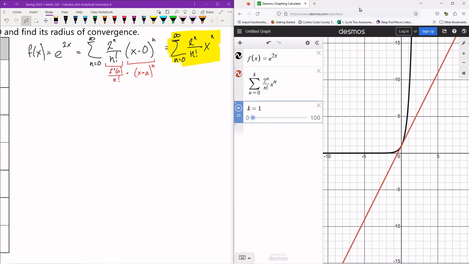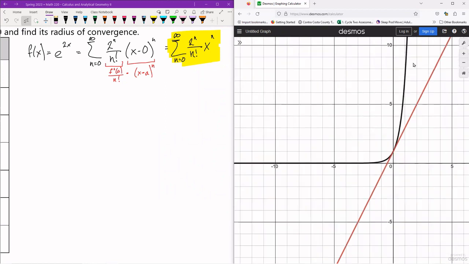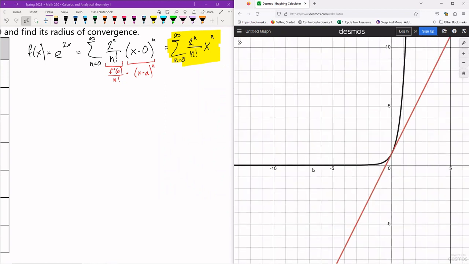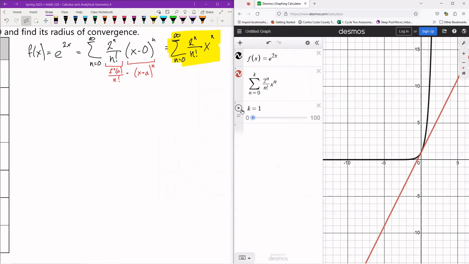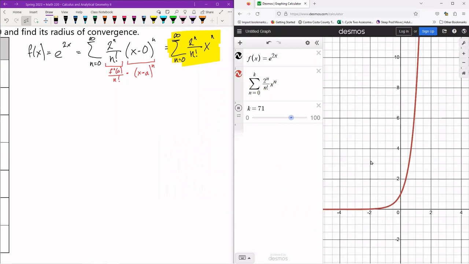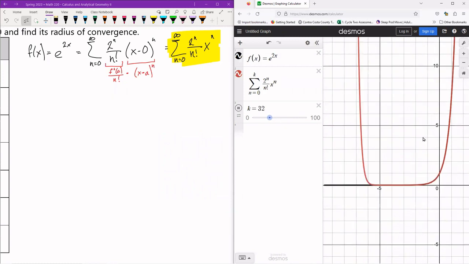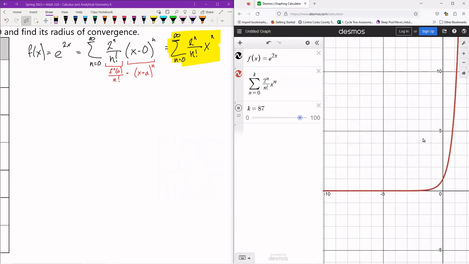So if we did this right, this red line, which is my Taylor series expansion, should start getting closer to this black line, which is my e to the 2x. So let's go ahead and hit play and look at that. It is matching up pretty nicely. It oscillates, of course, and that's fine. There's no big deal with that. But it's matching up, and that's what is more important.